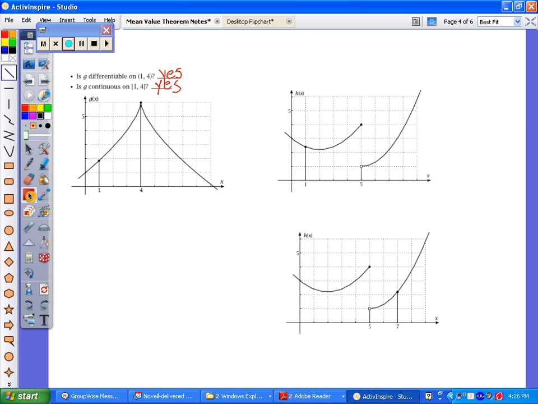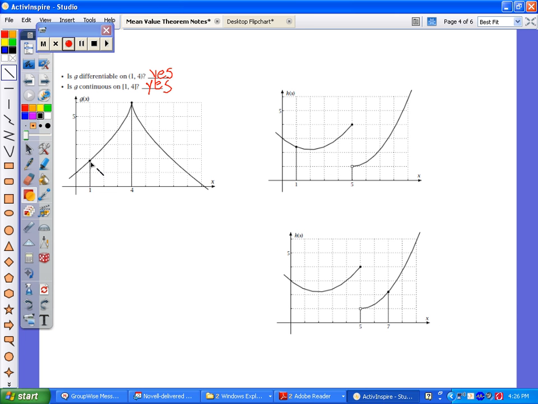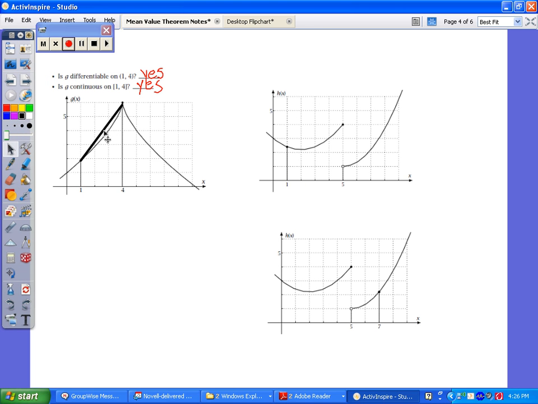Now if I draw the secant line from 1 to 4, this would be my line. And if I draw another secant line and then drag it to see if I can find a parallel tangent, I find that approximately there is a tangent line that has the same slope. So it doesn't matter if it's differentiable at the endpoints because everywhere in between I can find the derivative, which means that somewhere in that interval the derivative is going to equal the average rate of change.